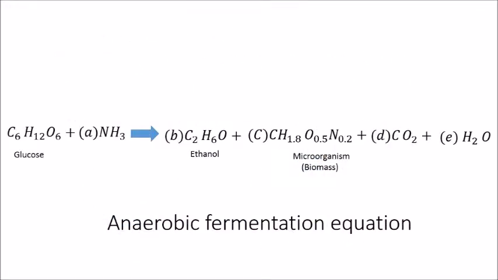It's important to establish what the reaction is, so the anaerobic fermentation equation is presented. The reactants are glucose, the carbon source, and ammonia, the nitrogen source. The products are ethanol, alcohol, biomass grown from the microorganism, carbon dioxide, and water.